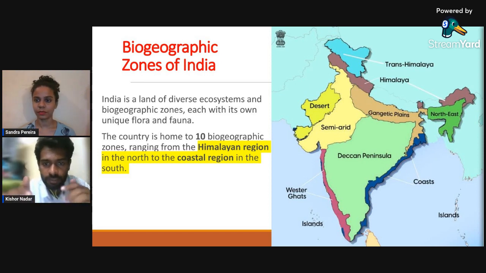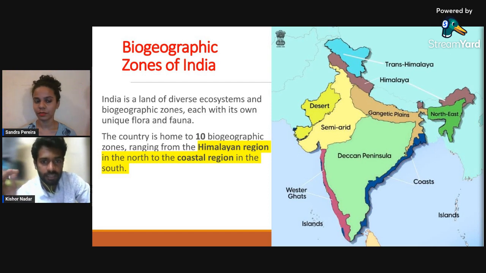Then comes the Gangetic Plain, the Ganga river. There are different rivers flowing through it, and thereby the fertility of those plains is very high. The Northeast is truly different. It has very high rainfall. The Deccan Peninsula is a plain area, but different adaptations have happened in the plants. And yes, it's a very beautiful area.